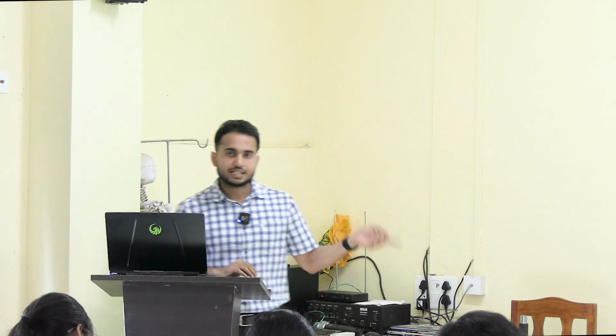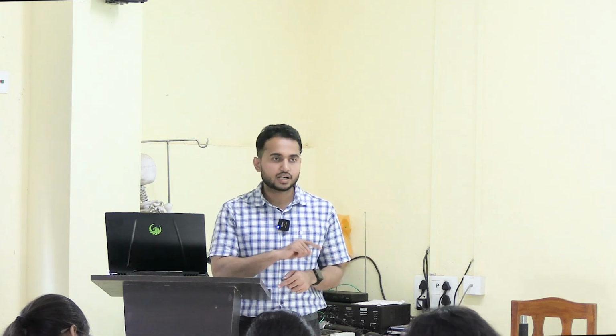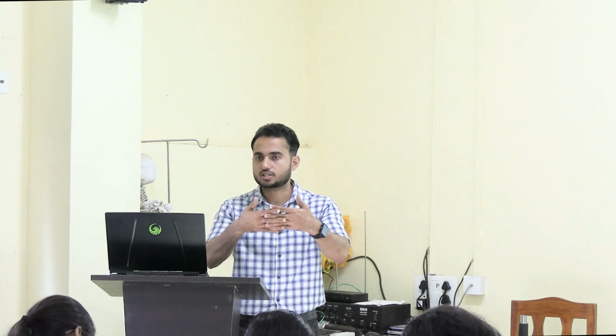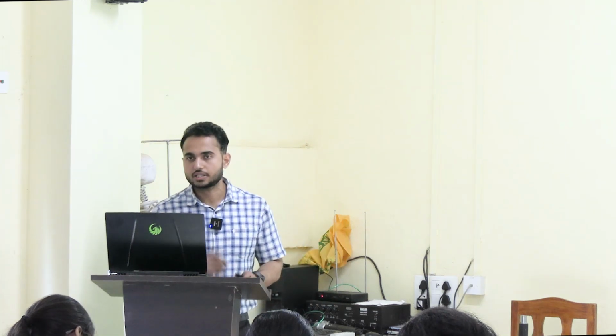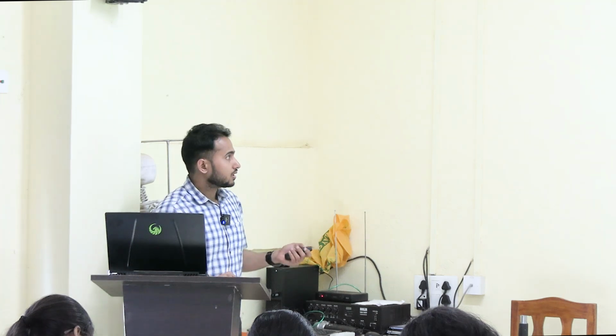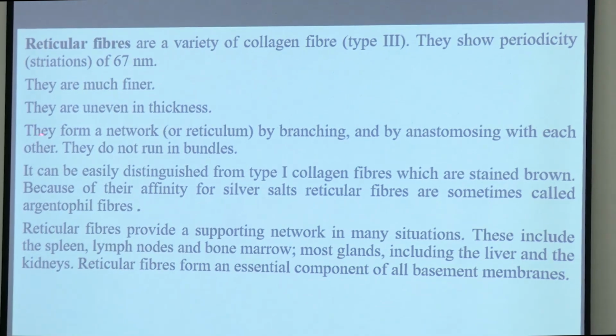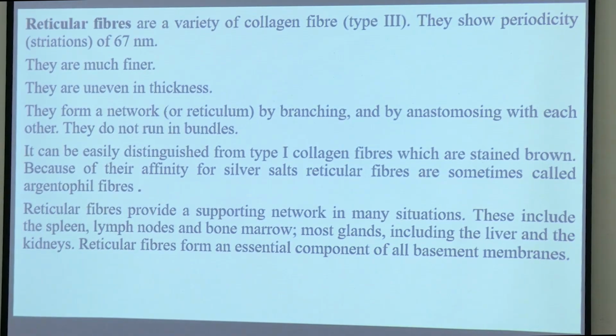Elastic fibers also branch and anastomose, but here what is the difference? Whenever they branch and anastomose, they form a network-like structure that is called a reticulum. That is the difference. So as you can see, they form a network or reticulum by branching and anastomosing with each other, and they do not run in bundles. The reticular fibers also do not run in bundles.